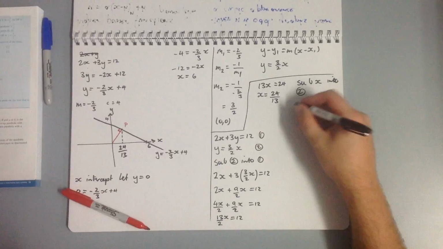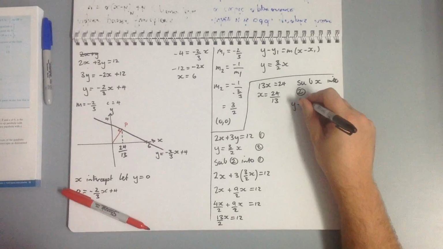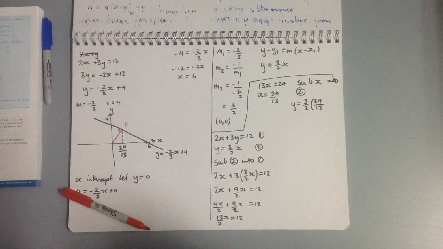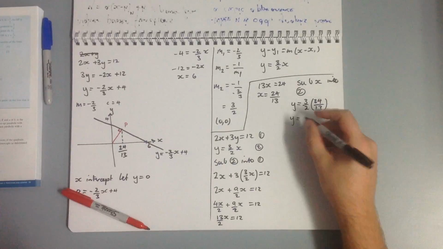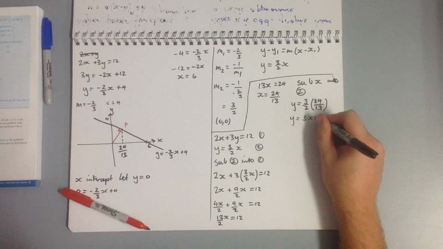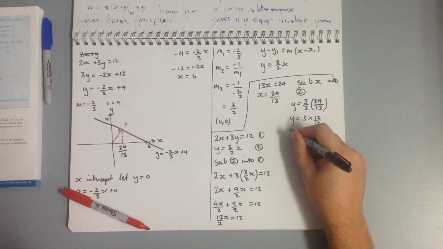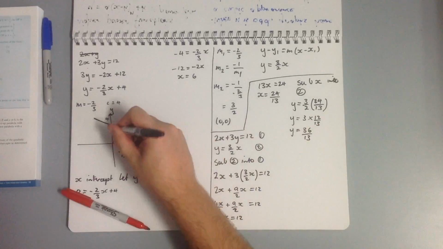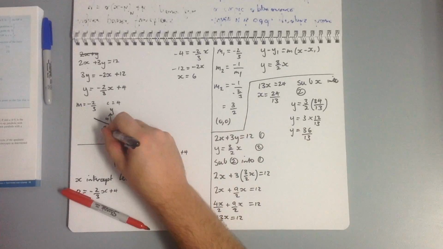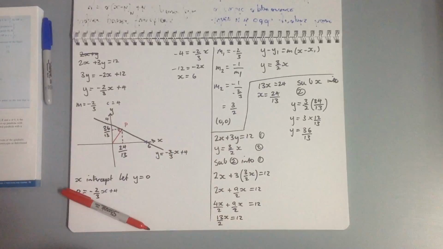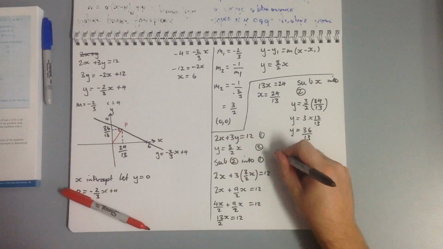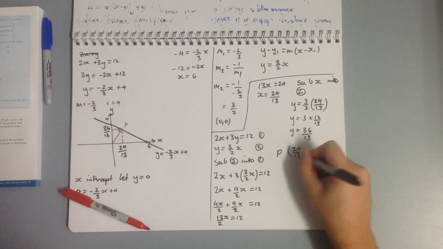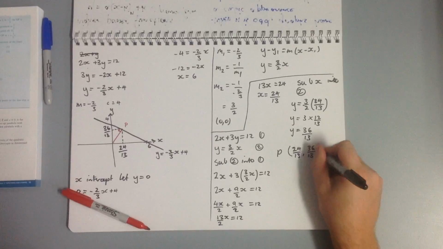So we're going to sub that back in now and say that we get y equals 3 on 2 times 24 on 13. We can say, well, that's y equals 3 times 12 on 13, which is 36 on 13, which would be our point up here. That's our 36 on 13. So all up, our point P is located at 24 on 13 and 36 on 13.